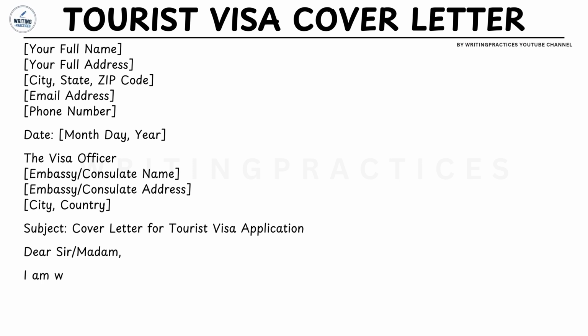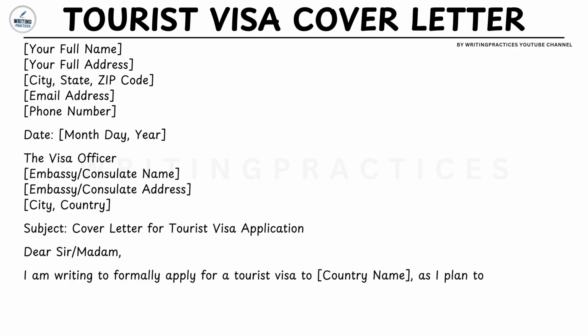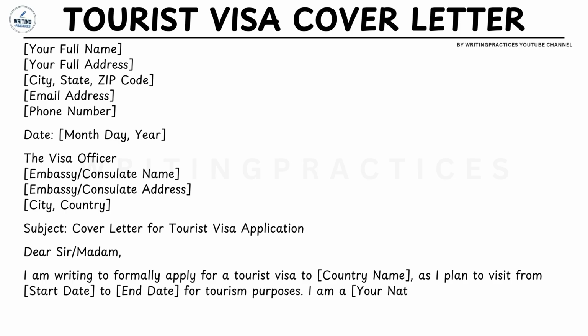Opening paragraph, stating your purpose. In the first paragraph of your letter, you need to explain the purpose of your letter, that you're applying for a tourist visa. You should also mention your travel dates, your nationality, your current residence, and what you plan to do in the country you're visiting.